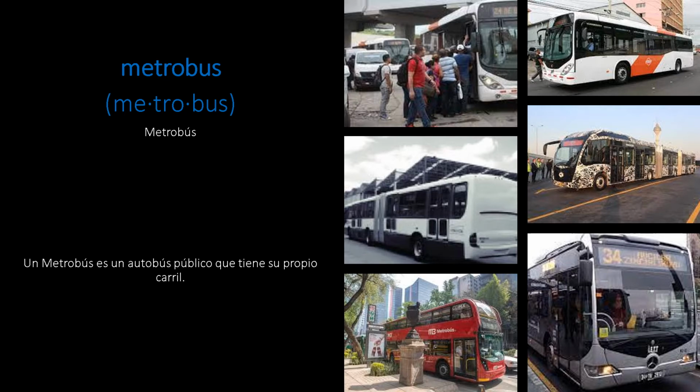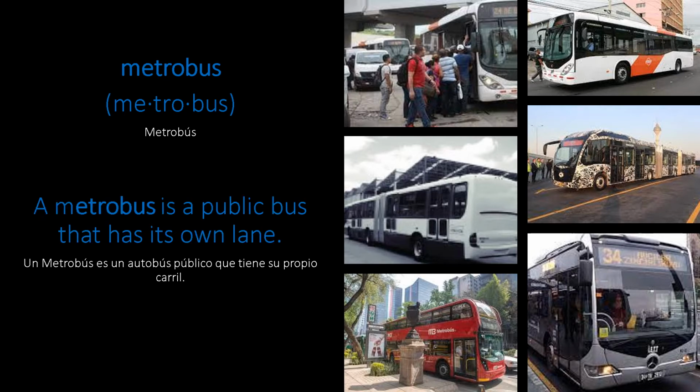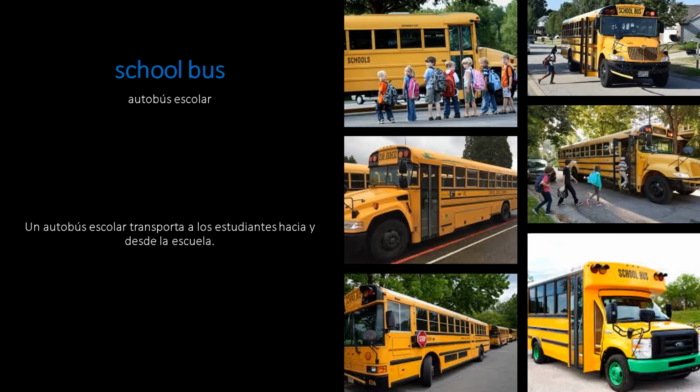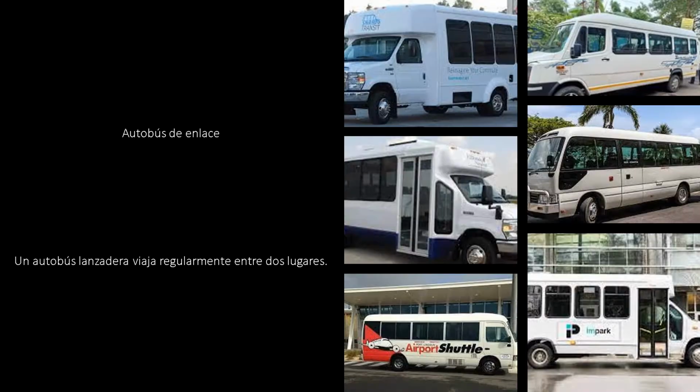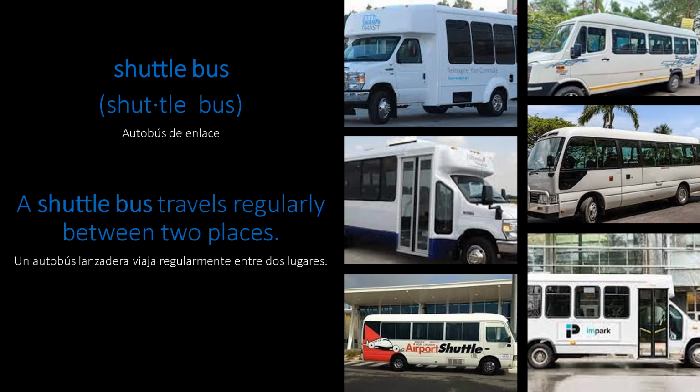Metrobus. A metrobus is a public bus that has its own lane. School bus. A school bus transports students to and from school. Shuttle bus. A shuttle bus travels regularly between two places.